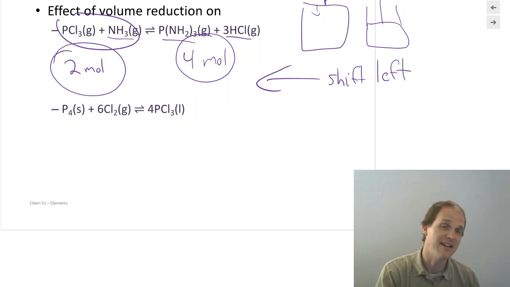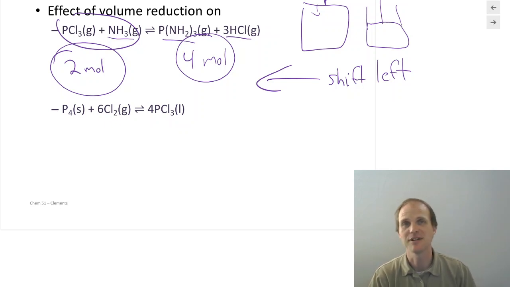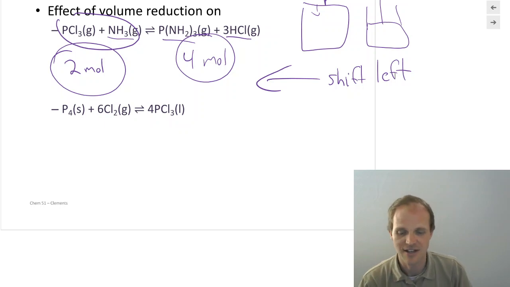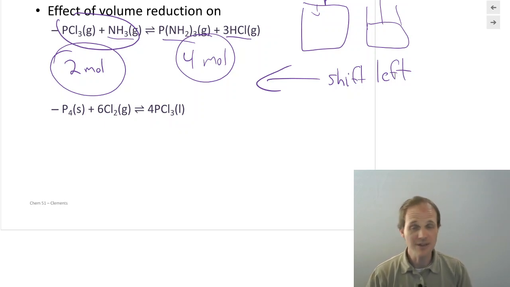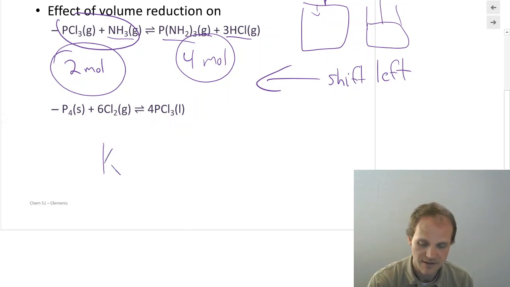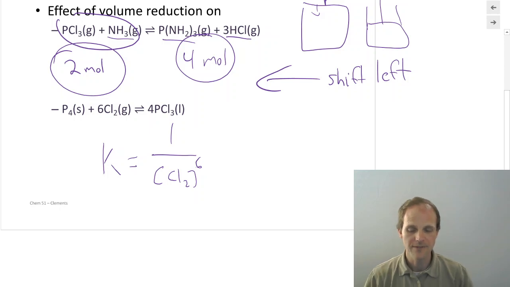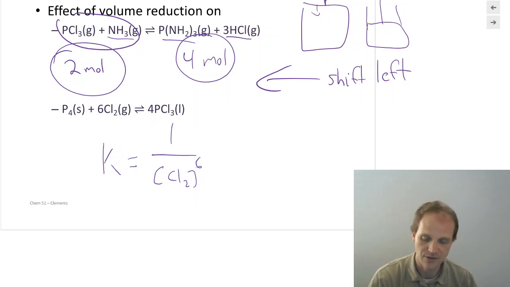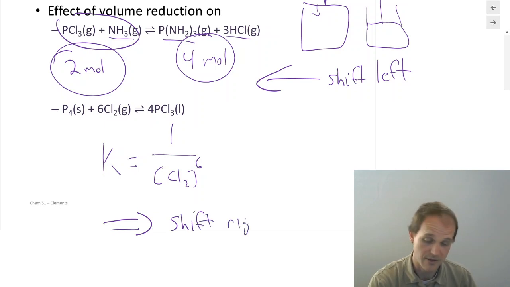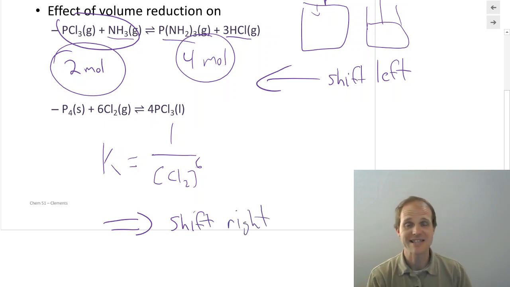Well, it does matter, because they didn't appear in our K expression because their concentrations didn't change. If you somehow managed to change their concentrations, then you'd have to put them in the K expression. So the only thing in our K expression here is the Cl2. It's going to actually give you 1 over the concentration of Cl2 to the 6th. So if I shrink that, if I increase the concentrations, the reaction is going to try to respond by undoing that, and it's going to shift to the right, where there's no moles of gas, so fewer things in the container.